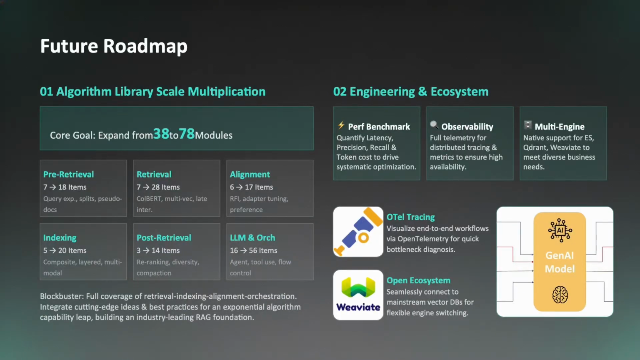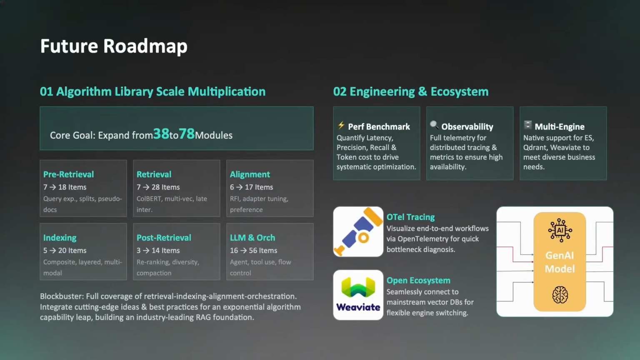Slide 18, Future Roadmap. We have 2 major development directions for M42's future iteration: algorithm library expansion, and engineering ecosystem upgrading. First, our algorithm library scale-up plan. We will expand our core algorithm modules from the current 38 up to 78, covering every link of the full RAG workflow. Pre-retrieval, expand from 7 to 18 modules, adding query expansion, semantic caching, and pseudo-document generation capabilities.